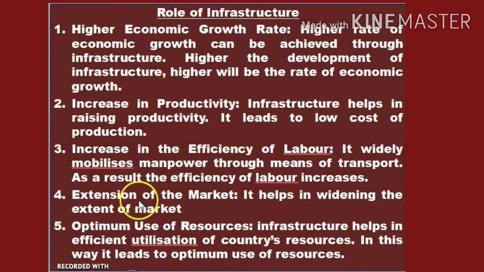So next is extension of market. It helps in widening the extent of the market. So as I told you, by transportation and all, we can extend the market situation.